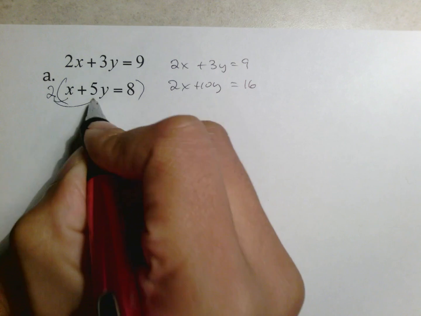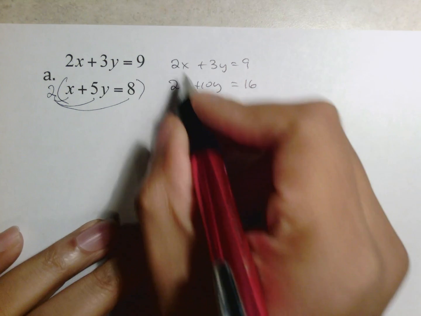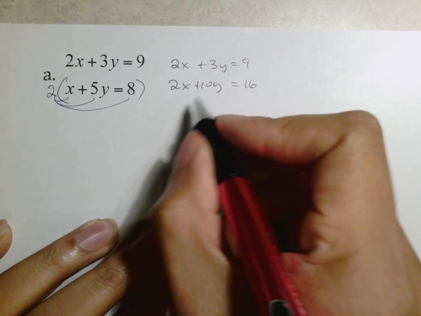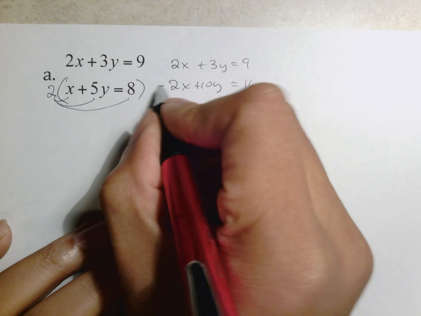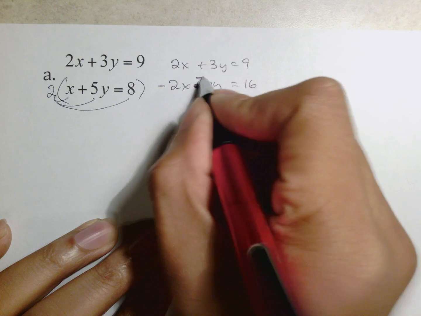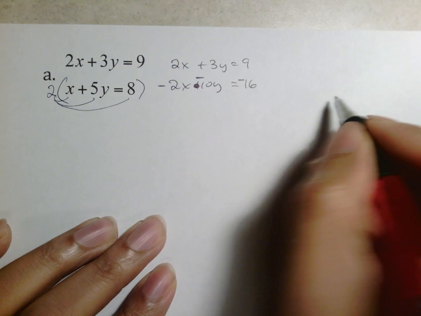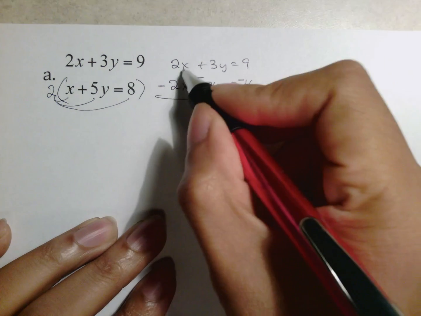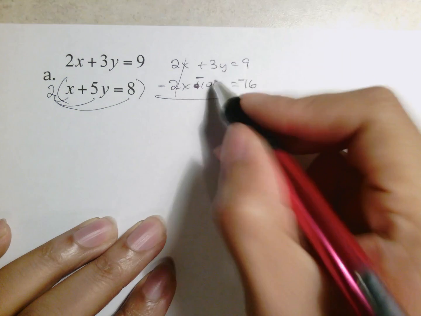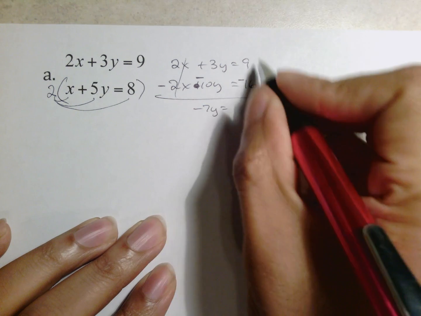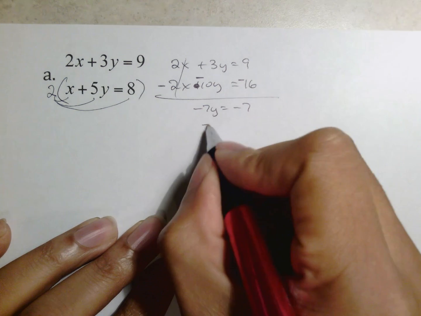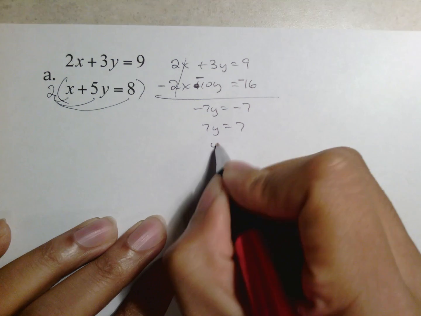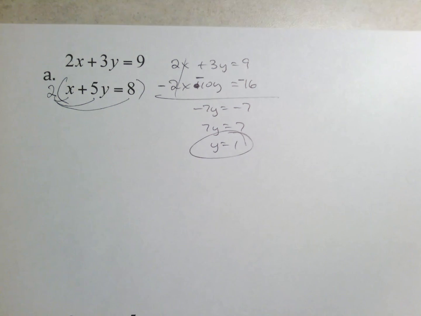Again, 2x, 10y, 16. Now that these are very close, what we're going to do is simply switch all our signs, which then gives us x is going away. 3 minus 10 is negative 7y. 9 minus 16 is negative 7. Using the solving that we've learned already, we find out that y is equal to 1.